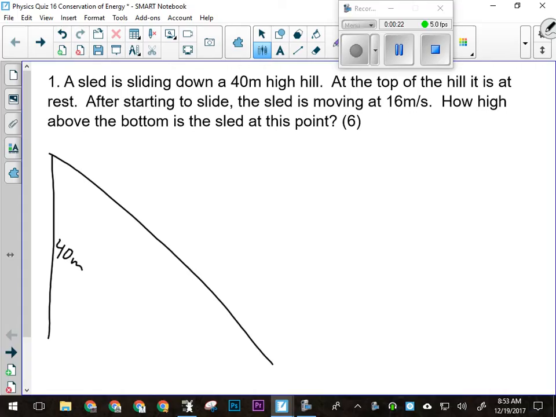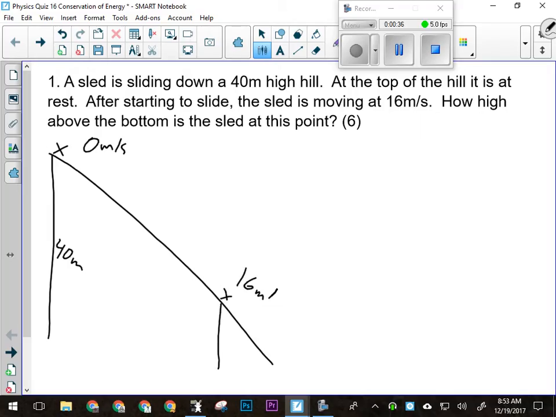Okay, so we've got a 40-meter high hill, and we know that at the top of the hill, right here, we are going how fast? 0. Okay, so 0 meters per second up here, and then a little while later, we are moving at 16 meters per second, but are an unknown distance above the bottom.